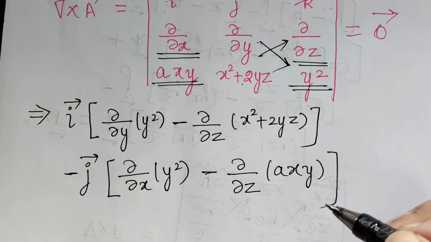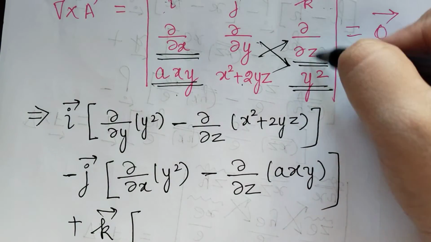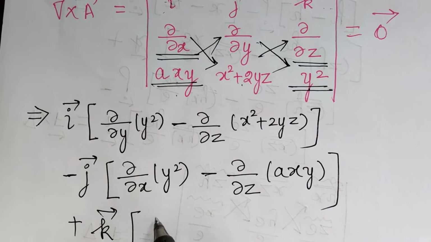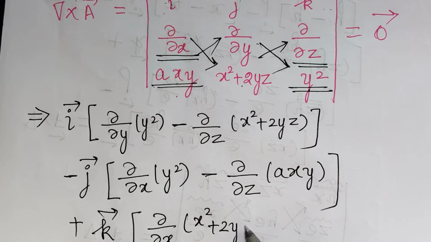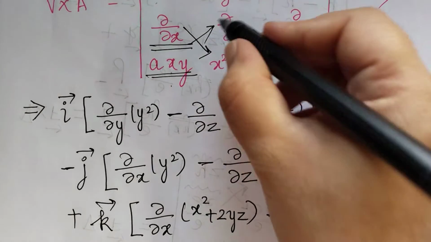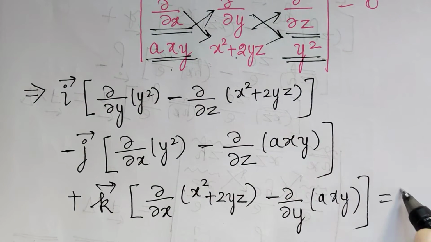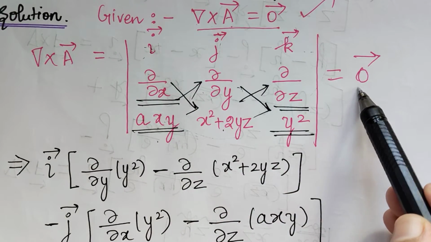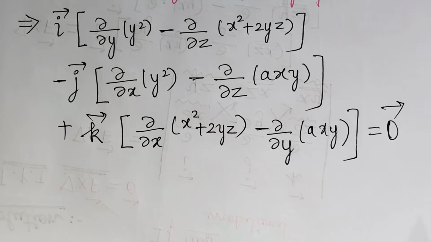And then we have finally k vector. So plus k vector multiplied with, block this column, block this row. So this into this minus this into this. So it will be dou by dou x of x² + 2yz minus dou by dou y of axy. And all this is equal to 0 vector, because we know that the determinant of this value is equal to 0 vector since A vector is irrotational.